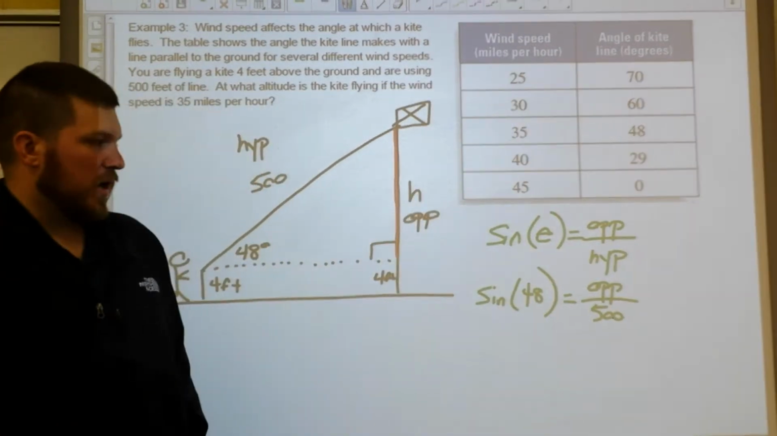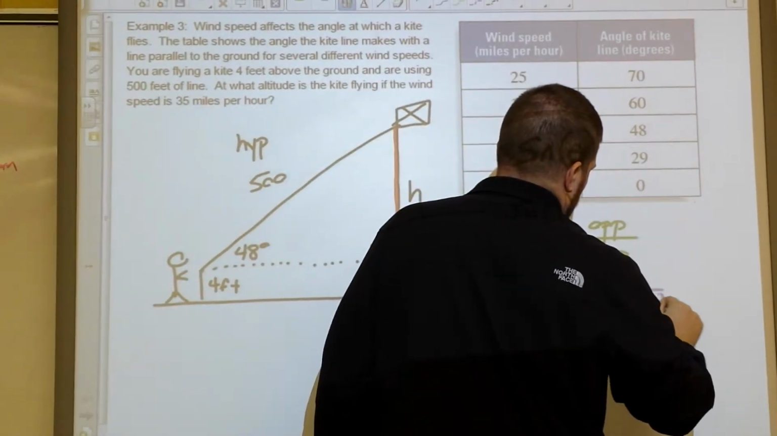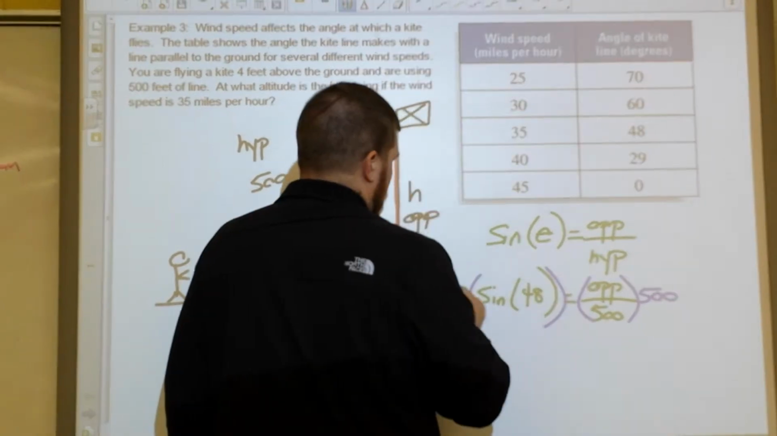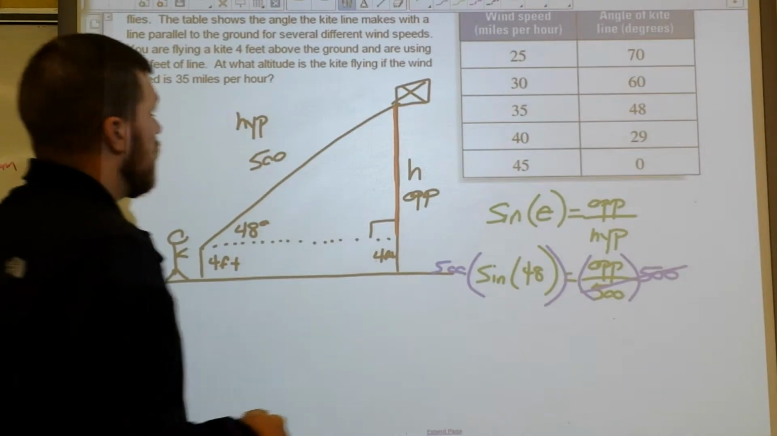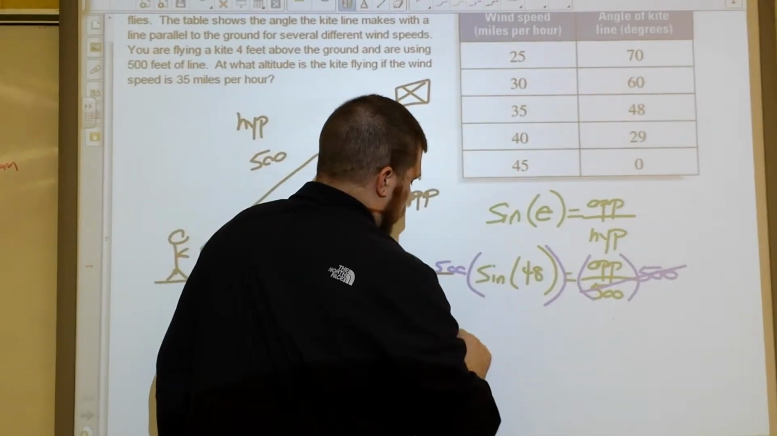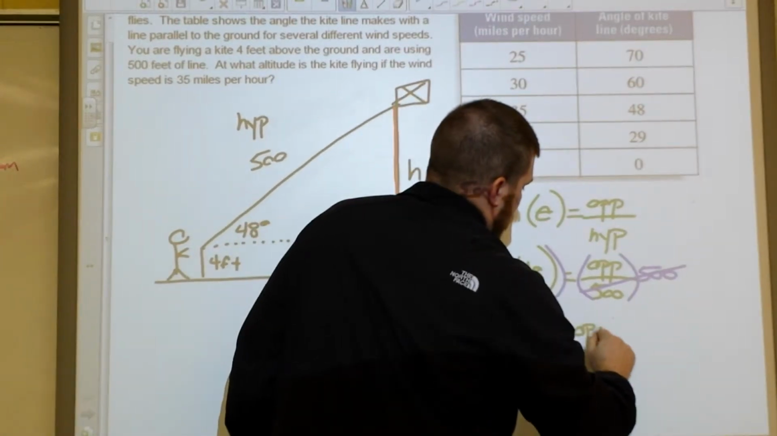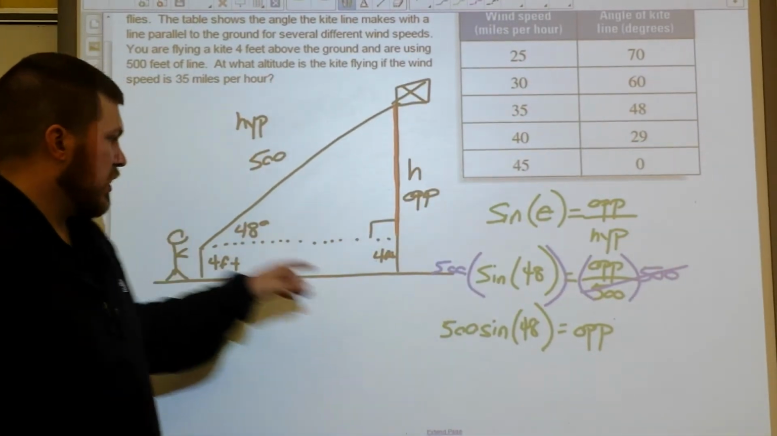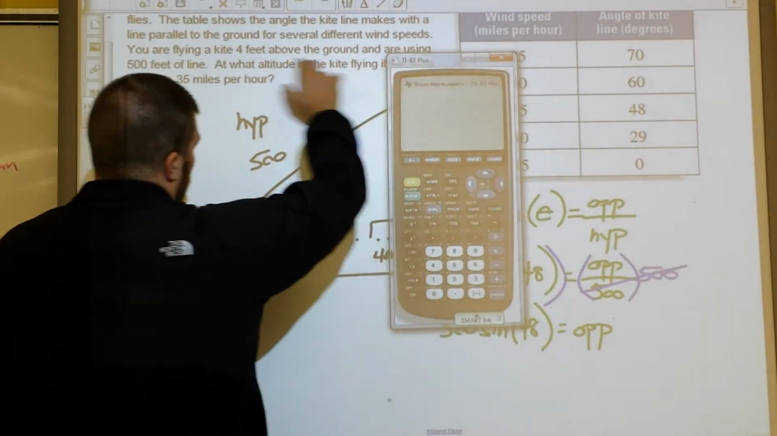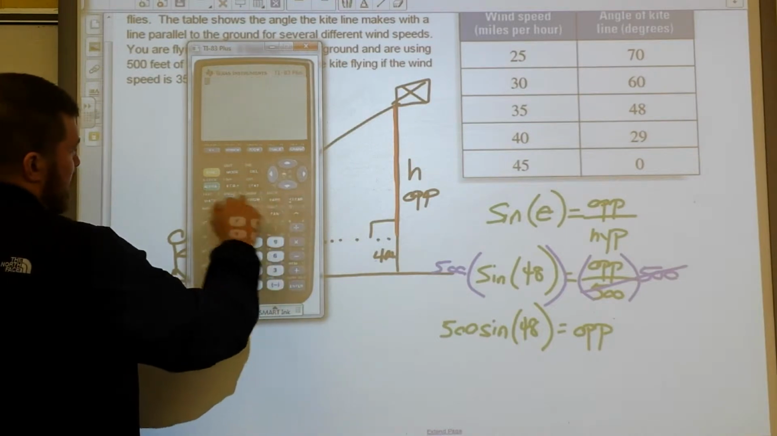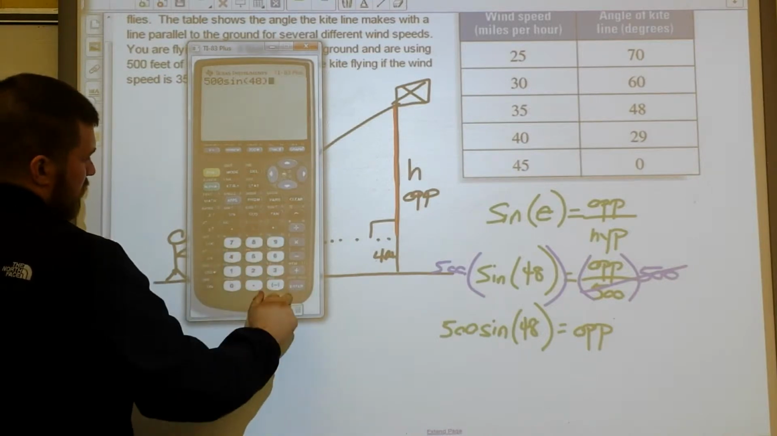I want to get the opposite by itself, so what I'm going to do now is multiply by 500 on each side. And over here on the right, the 500s are actually going to cancel out. So I'm left with 500 times the sine of 48 is equal to the opposite. And I'm just going to use my calculator. Again, my angle was given in degrees, so be sure you're in degree mode like we discussed in the previous video. If you're not in degree mode when you need to be, it's not going to come out correct. So I have 500 sine of 48, enter.